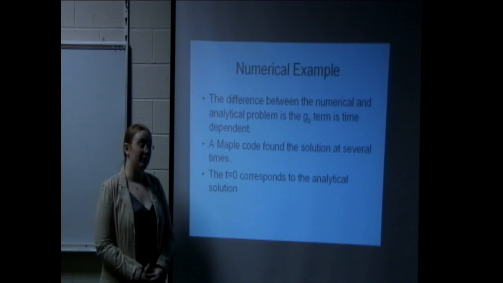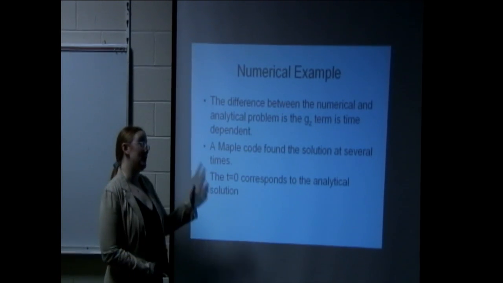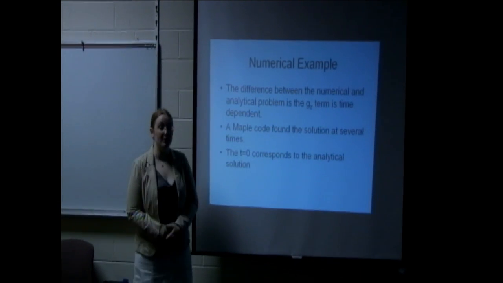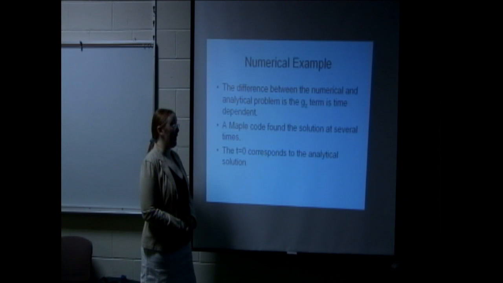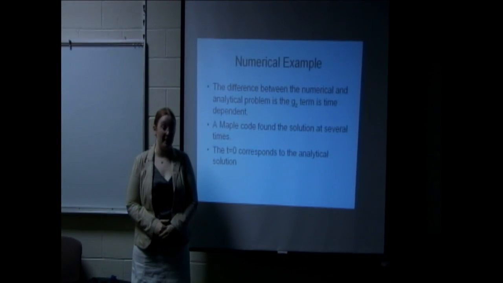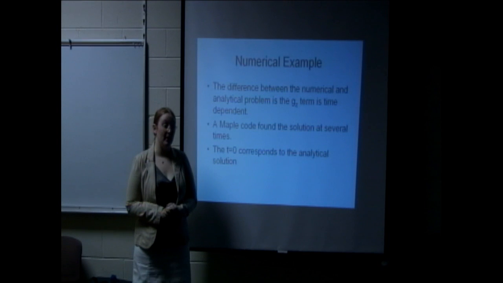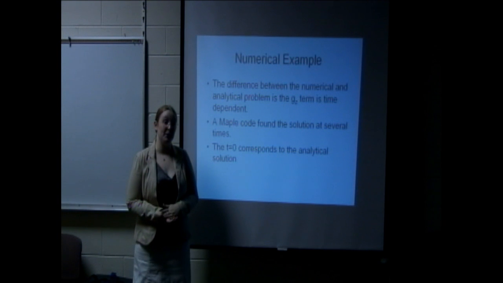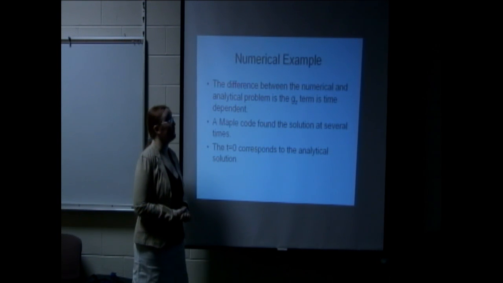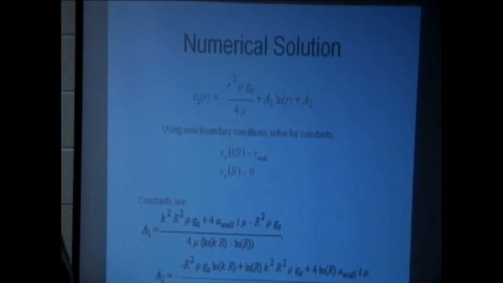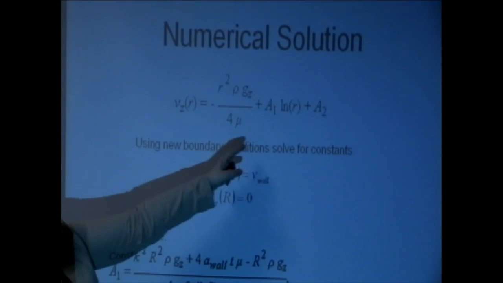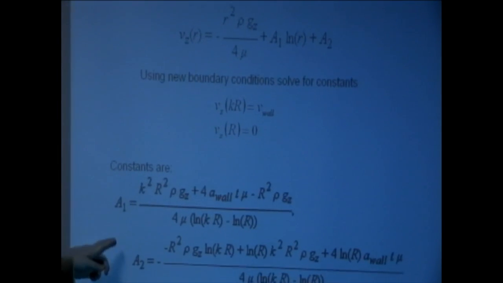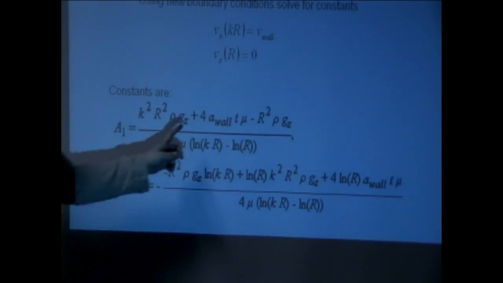For the numerical example, the only difference is that we now have a time dependence. Our g_z term is no longer just a constant. We used Maple mathematical software to find the solution at several different values for time. We plotted these on a diagram, and the t equals 0 plot line corresponds to the result that we would have gotten if we had plotted our analytical solution. So here we can see our numerical solution is much more complicated. We start with the same result, and we use differing boundary conditions to solve for our a1s and a2s, and we get much more complicated a1s and a2s that both have time dependence in them.